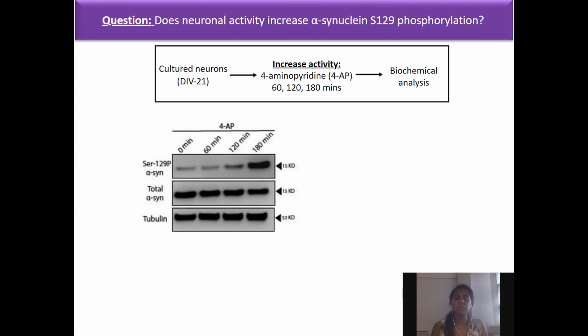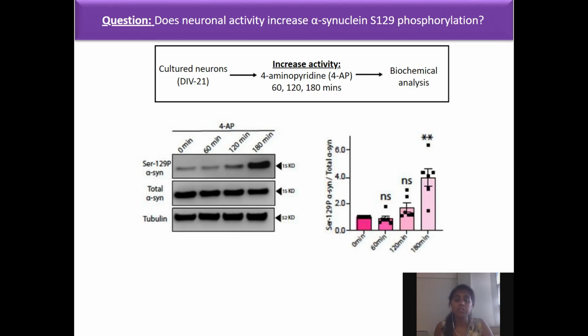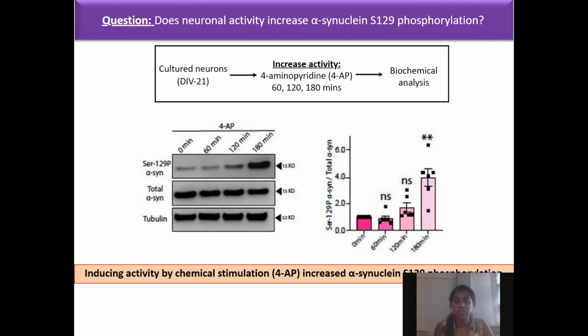First we treated cultured neurons with 4-AP for different time periods, and then we did the Western blot. As you can see below, the total amount of alpha-synuclein does not change over time when treated with 4-AP, but the amount of phosphorylated alpha-synuclein is highest at 180 minutes after treatment with 4-AP. And here is the quantification showing that, in fact, treatment with a chemical stimulator such as 4-AP increased alpha-synuclein phosphorylation.